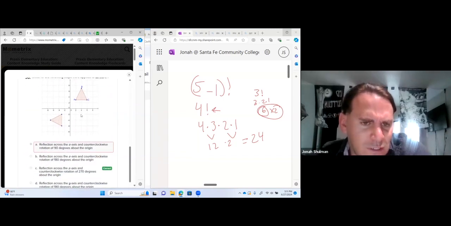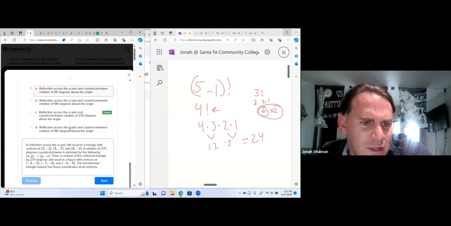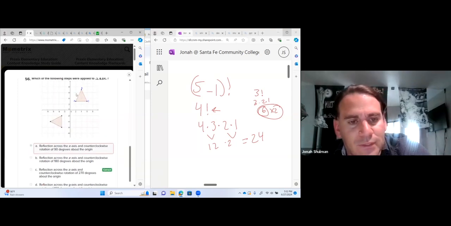So I did a reflection across the x-axis, which lands here, and then I did 90 degrees about the origin. So a reflection across the x-axis. Oh, would it be the other way? A reflection would result in the triangle of (2, -3), (4, -7), and (6, -3). Oh, because these are going counterclockwise, we always do this opposite of a clock.